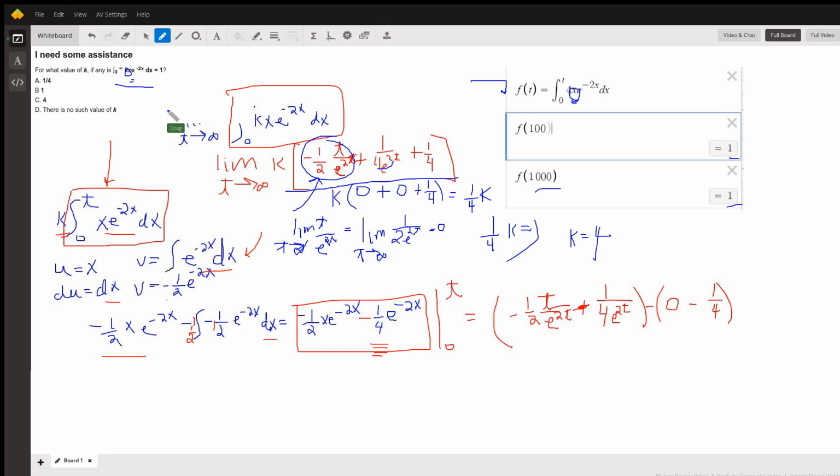Okay, so there's a lot to that problem. Integration by parts using L'Hopital's rule.